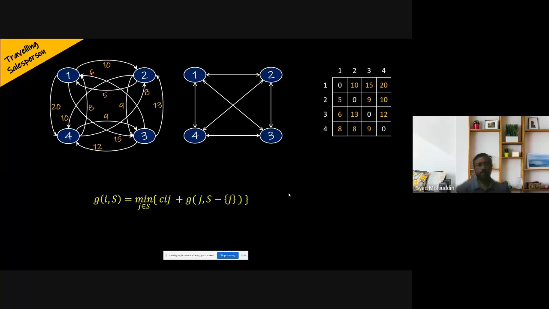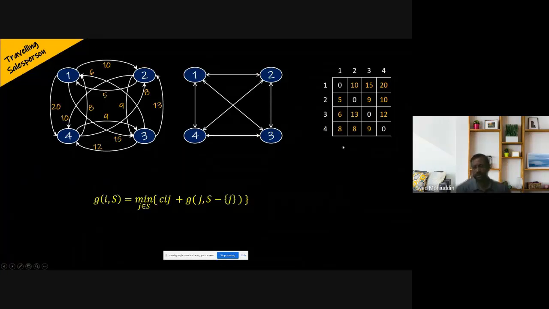Now, the graph on the right-hand side is a simplified version of the graph on the left-hand side. The left-hand side graph has weights on the edges, which are nothing but costs. It can be a traveling distance, or a time taken to travel between two different vertices. The simplified graph just has vertices and edges.